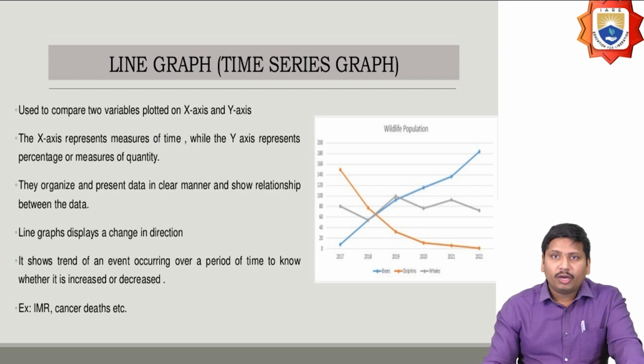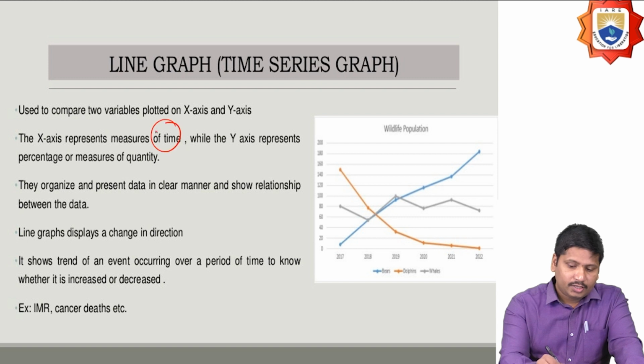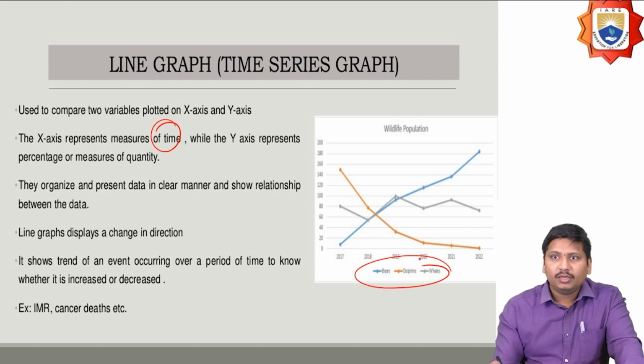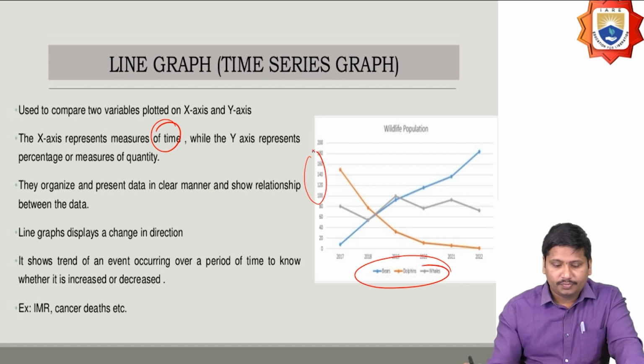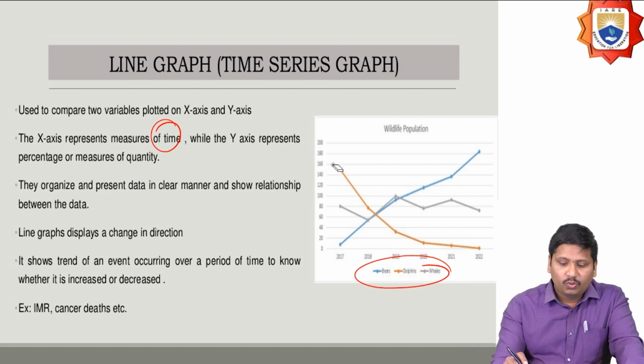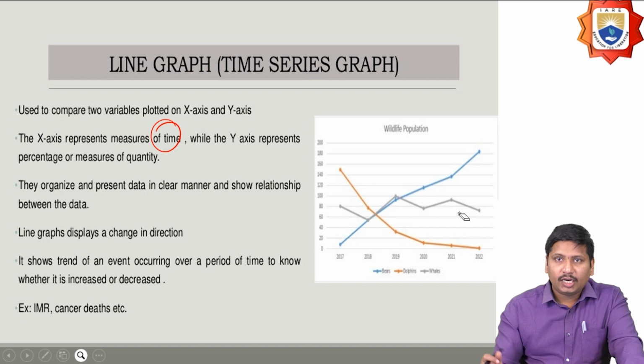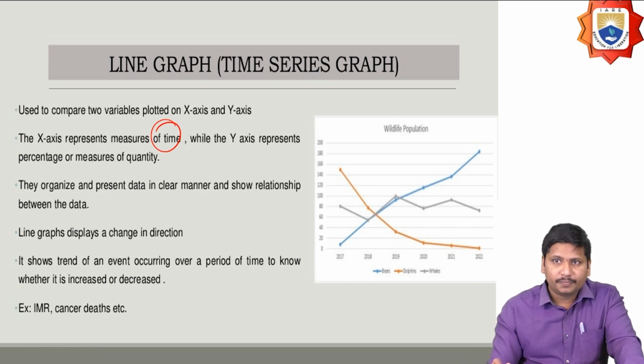In it, variables are plotted on the x-axis and y-axis, and the x-axis is going to represent the measures of time, while the y-axis is going to represent the measures of quantity. So the x-axis represents the time here, and the y-axis measures the percentage. Then we organize the data in a clear manner, which shows the relationship between the data.